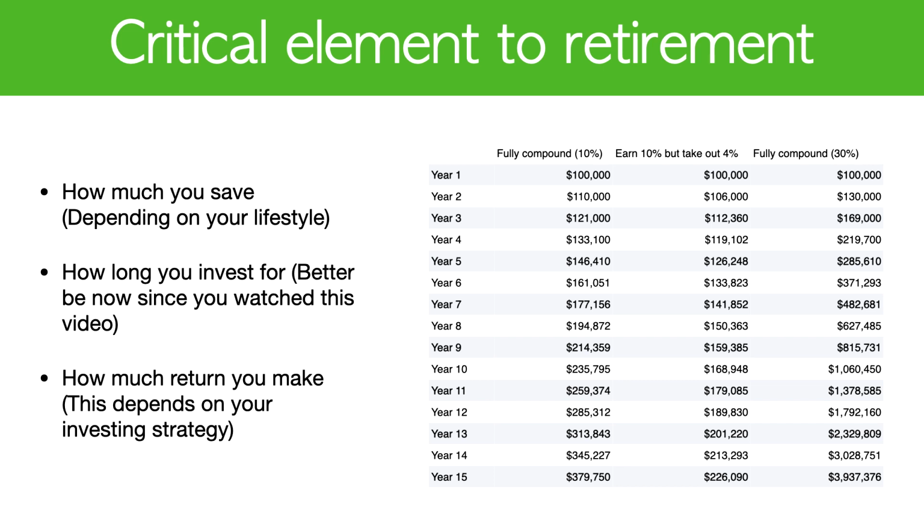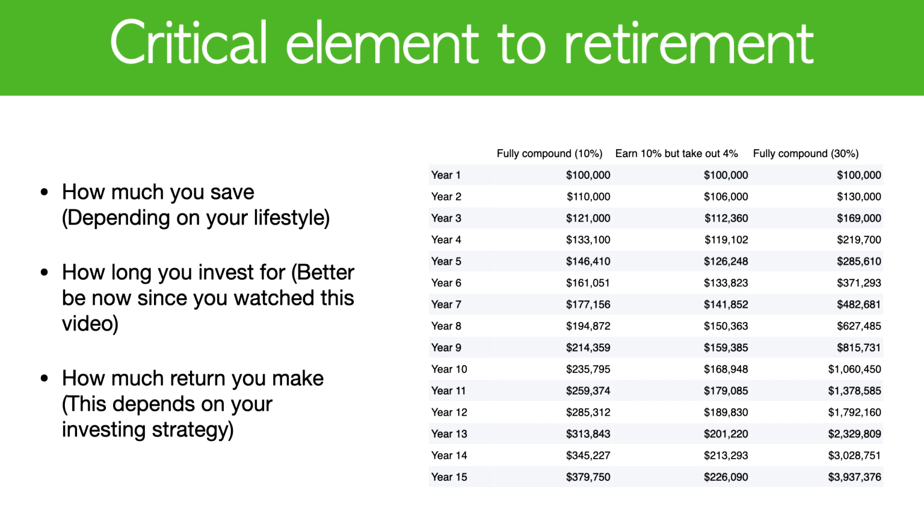Now, the second one is how long you can invest for. And the answer is 65 years minus your age. And you should be better off now, because after watching this video, you should be very motivated to start investing today. Because when you look at the chart on the right, the earlier you start investing, the more you can compound. And when you think about investing for retirement, most of the gains are not achieved in year 1 to year 2. Most of the gain is achieved in year 14 to year 15.